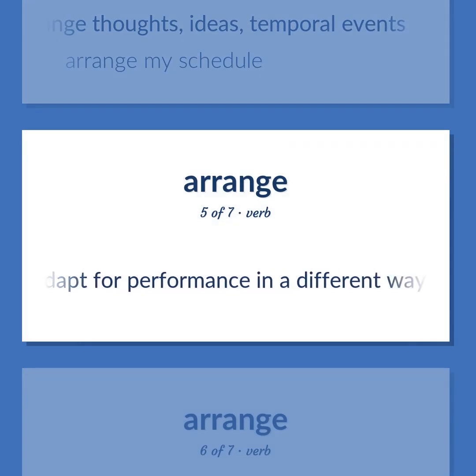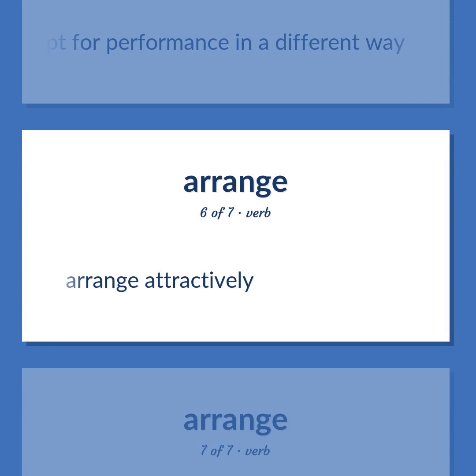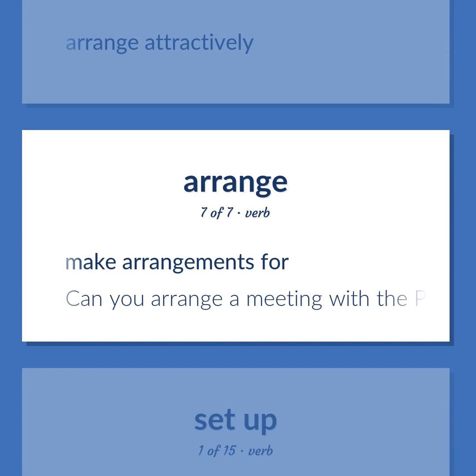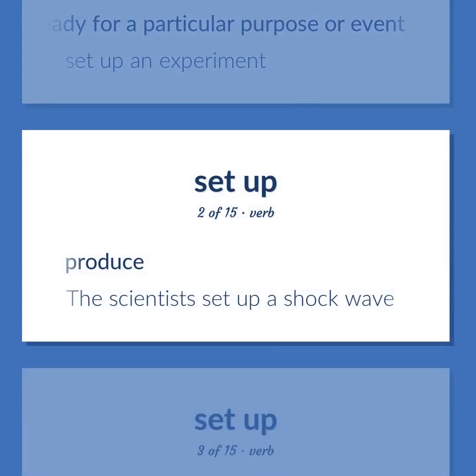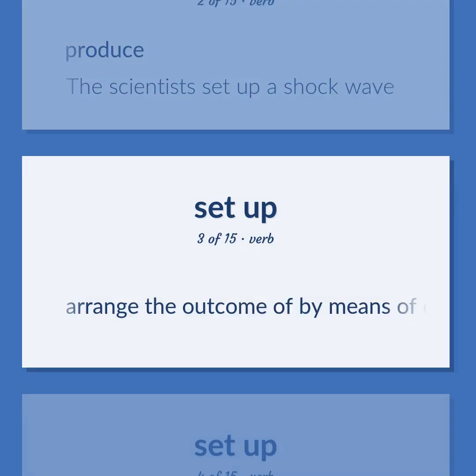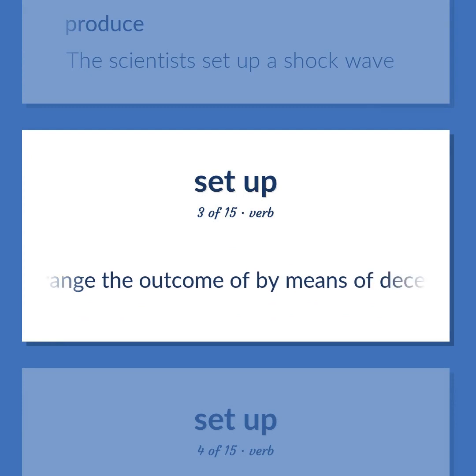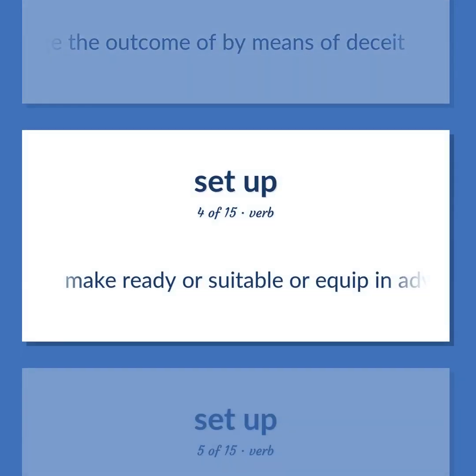Adapt for performance in a different way. Arrange attractively. Make arrangements for. Can you arrange a meeting with the president? Get ready for a particular purpose or event. Set up an experiment. Produce. The scientists set up a shock wave. Arrange the outcome of by means of deceit. Make ready or suitable or equip in advance for a particular purpose or for some use, event, etc.